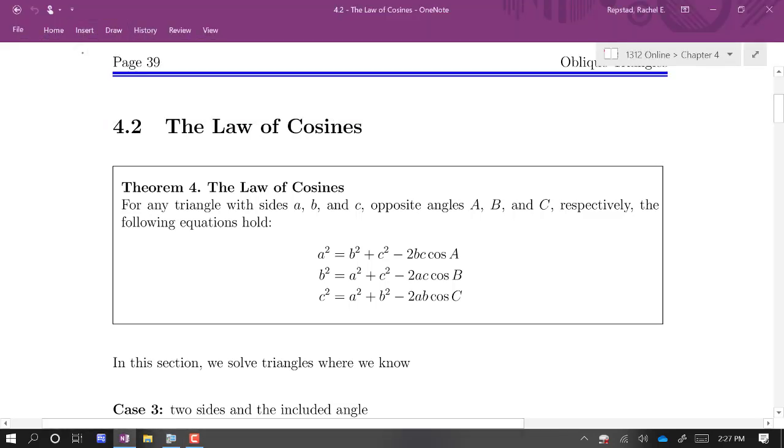All right, now we're going to take a look at the law of cosines, another tool, another theorem we have that'll help us solve other types of oblique triangles. Remember, an oblique triangle is a triangle without a right angle.